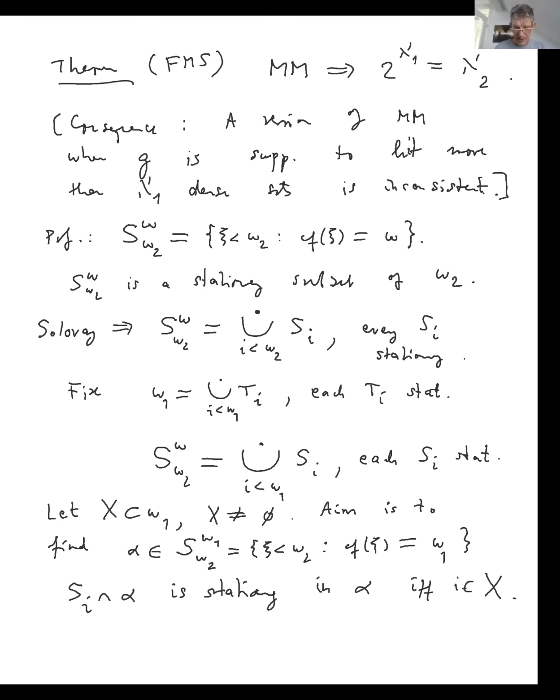So basically, you know what, the plan is the following. We fix this splitting of omega-1 into omega-1 many pairwise disjoint stationary sets, and also we have the splitting of S^omega_omega-2 into this thing. And now we want to find a point alpha for a given X subset of omega-1. We want to find a point alpha so that if we look at S_i restricted to alpha, then this is stationary in alpha if and only if i is in X. So what do we want to do? Basically, this means that if i is not in X, we want to have a club in the complement. Okay, and if i is in X, then this is supposed to remain stationary. So there is a natural forcing for doing such a thing.